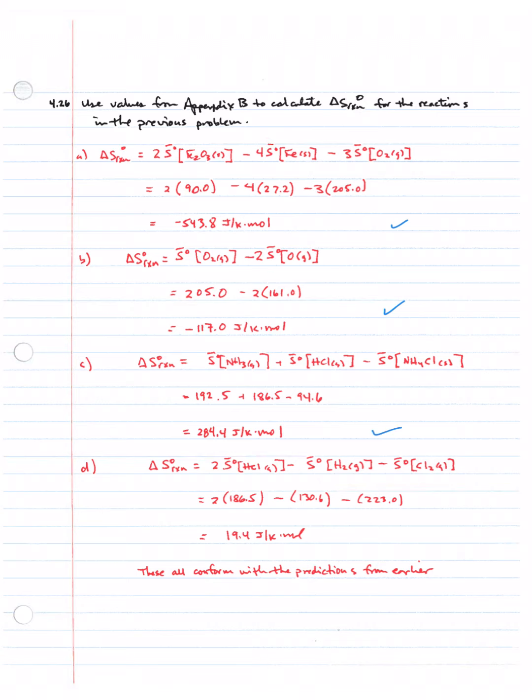The third reaction was the one where the solid went to gas, and you expect a relatively significant positive value. And then the final one, when we had 2 moles of gas going to 2 moles of gas, this number ends up being a small positive number.